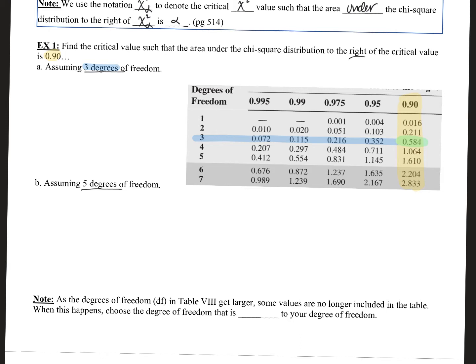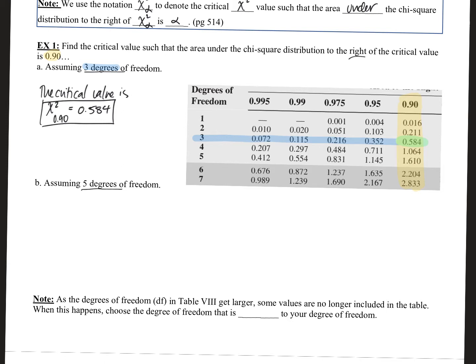So how would we answer this? Well, the critical value chi-squared of 0.90 is going to equal 0.584. So let's take a look at the next one. Try to see if you can find that one out for yourself.